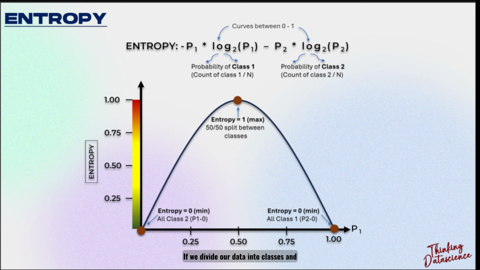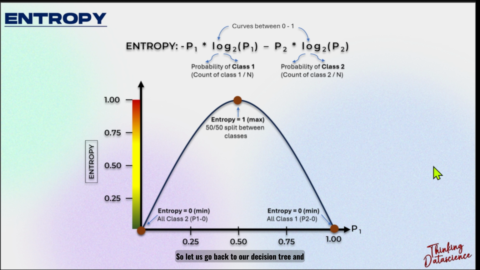If we divide our data into classes and all the values in the classes are the same, then the entropy on that axis will be 0. This means that if we plug in P1 equal to 1 in our formula and P2 equal to 0, our entropy calculation will be 0. The same thing applies when the probability of class 1 is 0 and all classes are class 2 on the left side of the axis. So this is how entropy looks by itself.